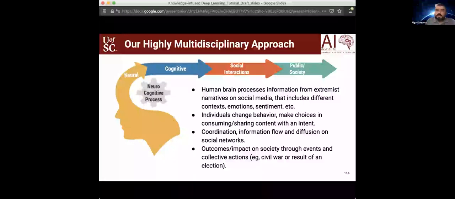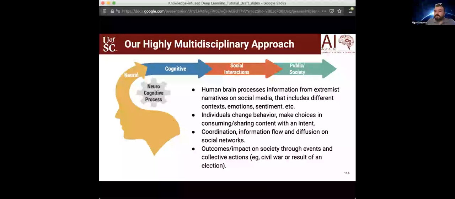And in general, this is just an example in the domain of cybersocial threats. On the other hand, our overall approach for these particular problems, whether it is harassment, radicalization, or fake news, is a highly multidisciplinary approach inspired by the neural and cognitive processes of a human and the social processes in our society, so that we can create our models more intuitively and relate to the outcome more intuitively.